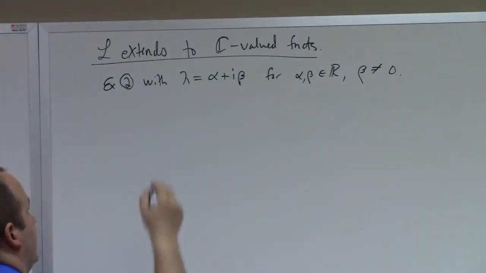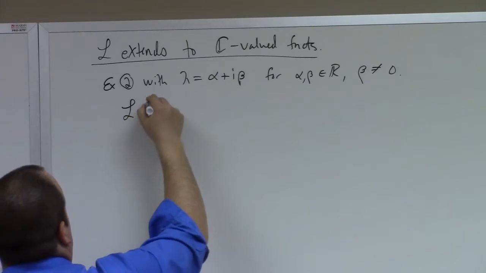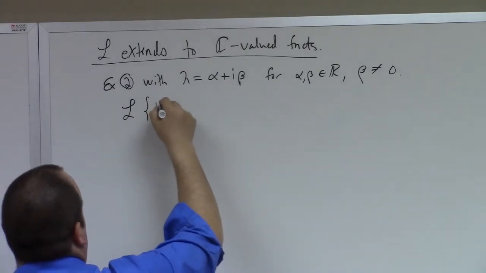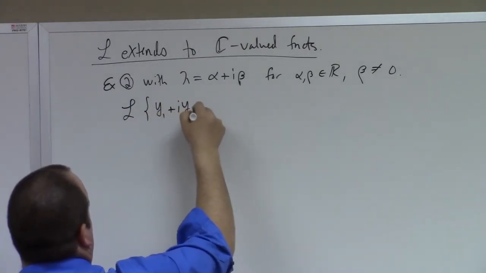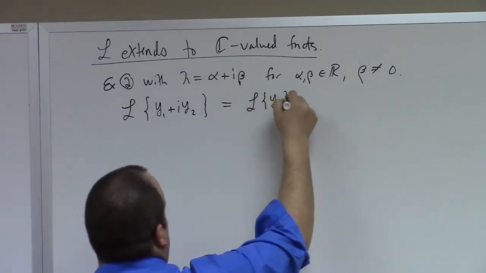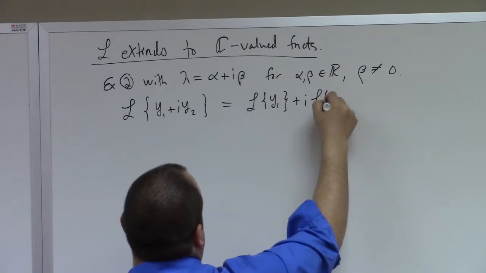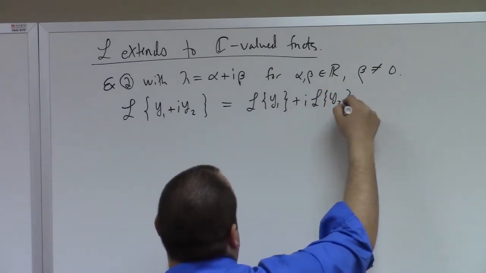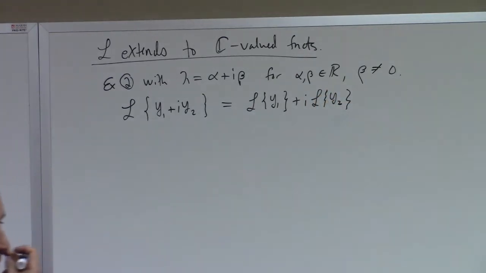And so the complexification, the Laplace transform of, let's say, y1 plus i y2, by definition, works like L of y1 plus i times L of y2, right? That would be the complexified transform. We pull the i out in the natural way and force complex linearity.